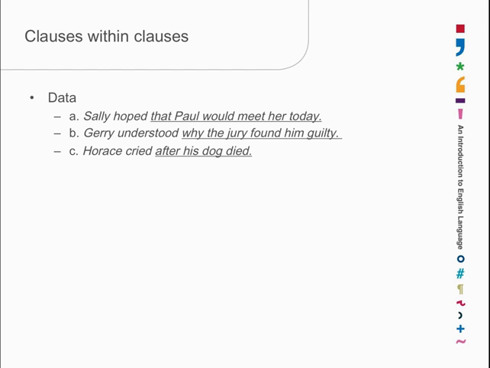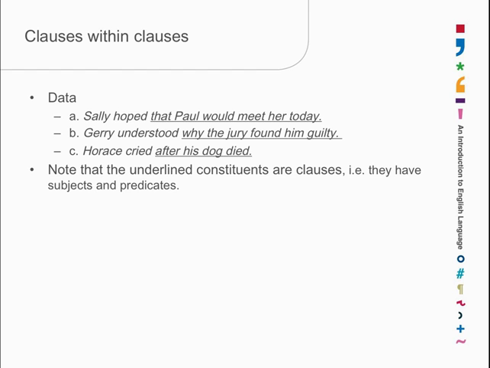Horace cried. When did he cry? After his dog died. Well, again, his dog died is a clause. It has a subject and a predicate. So, here we have clauses, each of which has its own subject and predicate, sitting inside, embedded within another sentence, and with its own function, either an object or an adverbial in the case of the last sentence.